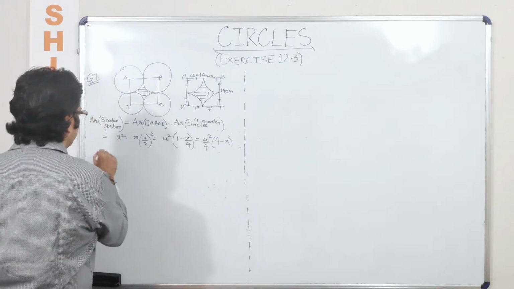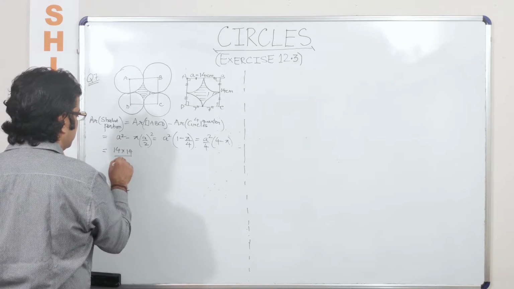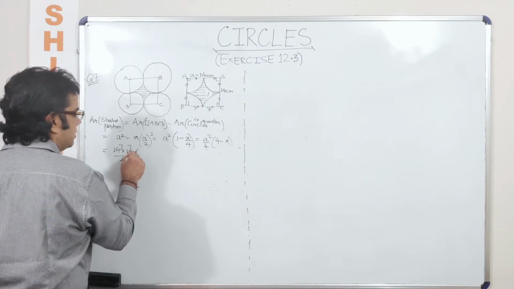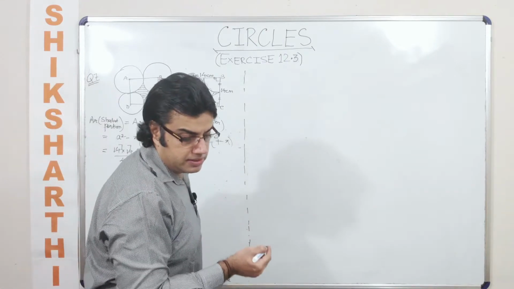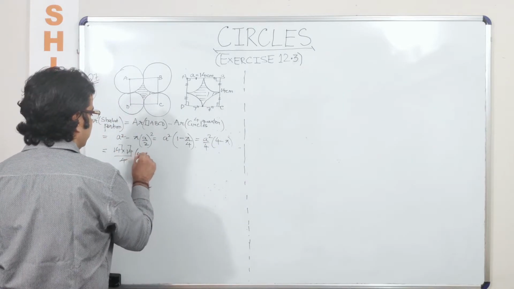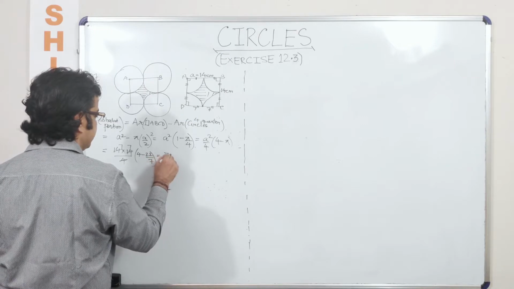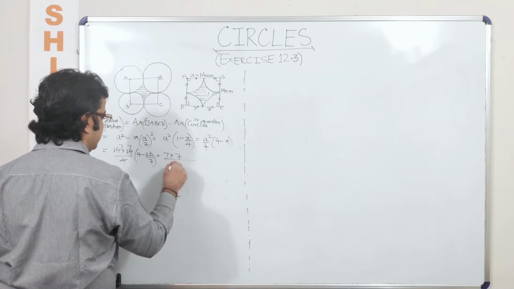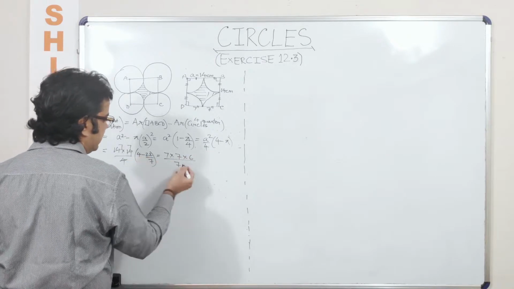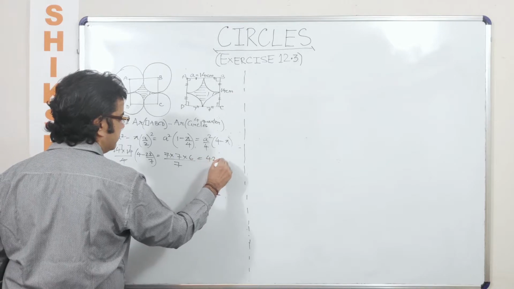Just substitute the value of a square now, which is 14 into 14 divided by 4. And then what is the value of pi that we need to take here? Since they have not mentioned specifically in the question, in that case you can take the value of pi as 22 by 7, which is just like saying 7 into 7 divided by 7. Now 7 into 4 is 28 minus 22. So this should be 42 centimeters square.